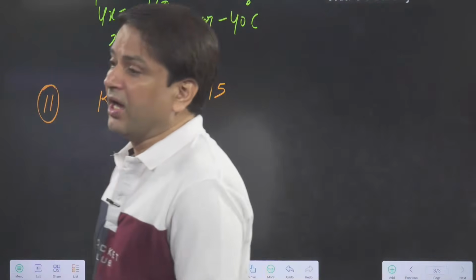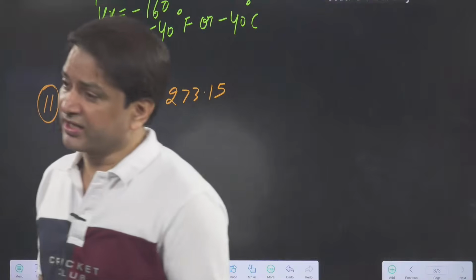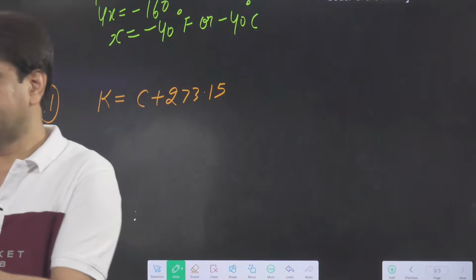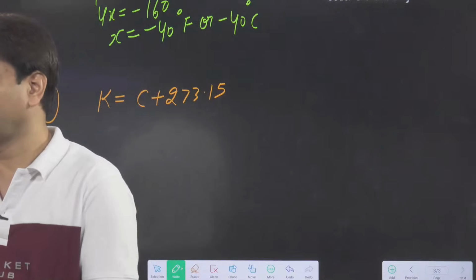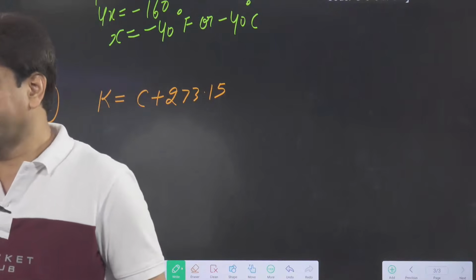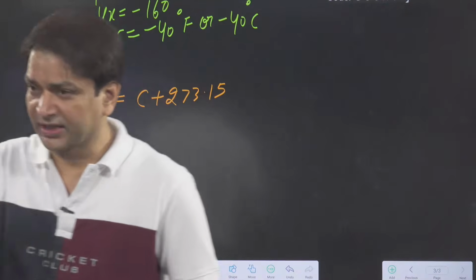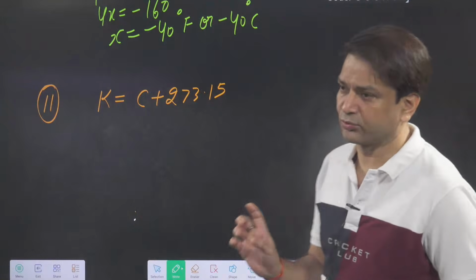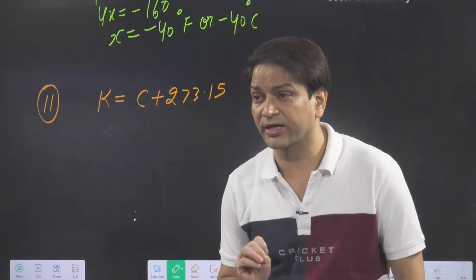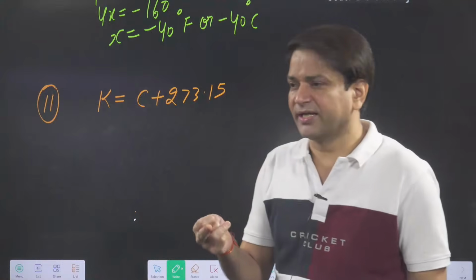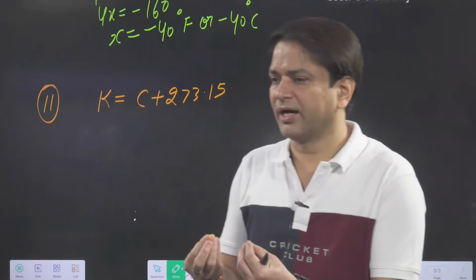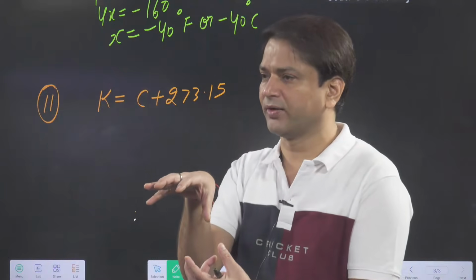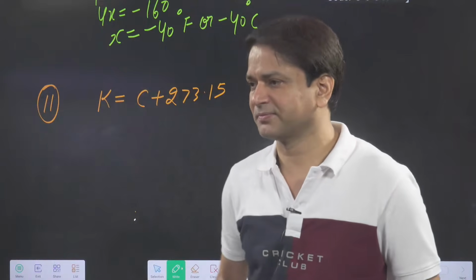To get the temperature in Kelvin, what are we doing? To the Celsius reading, we are adding 273.15. Again, I am repeating: to get the temperature on the Kelvin scale, we are adding 273.15. Suppose I have any number X, and I add 273.15 to it. Will that number be equal to X?